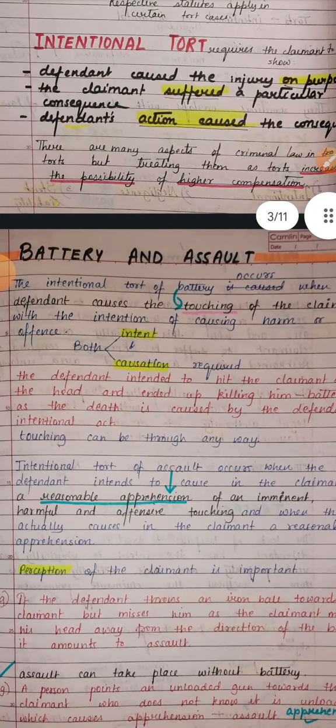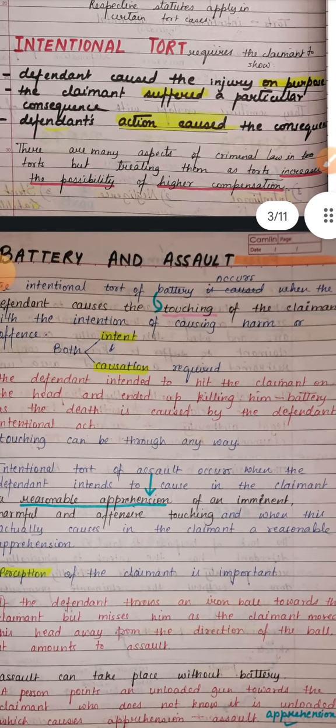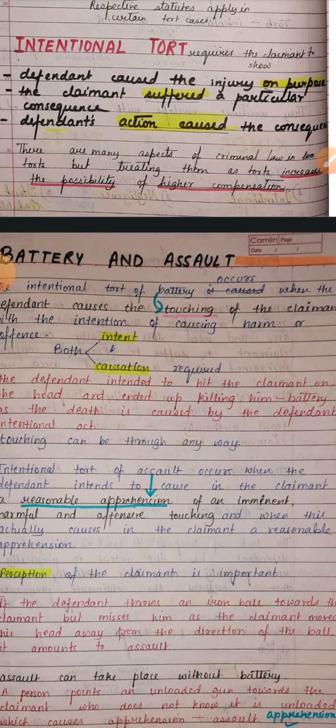Then we come to the first type of tort, intentional tort. It requires the claimant to show 3 things. First of all, the defendant caused the injury on purpose. Second, the claimant suffered a particular consequence because of the injury. And third, the defendant's action caused the consequence. The defendant caused it on purpose, the claimant suffered an injury because of that, and the defendant's action caused the particular injury or consequence. The 3 things.